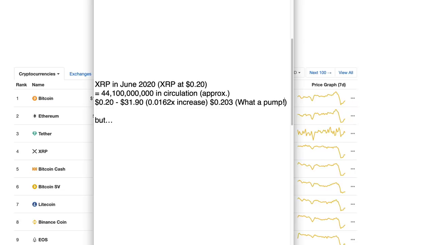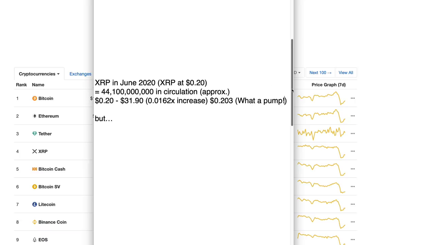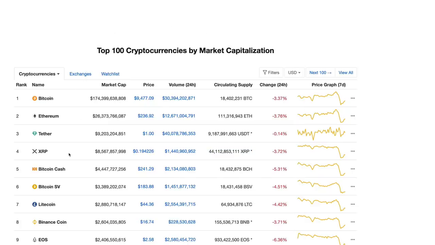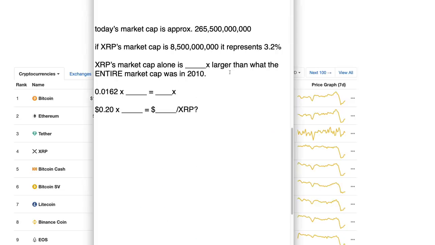But guys, there is one thing we are not taking into account, and that is the size of the crypto market today. Let's not forget today's market cap is approximately 265.5 billion. And if XRP's market cap is roughly 8.5 billion, it represents 3.2% of the entire market, out of the 5,000 plus coins.